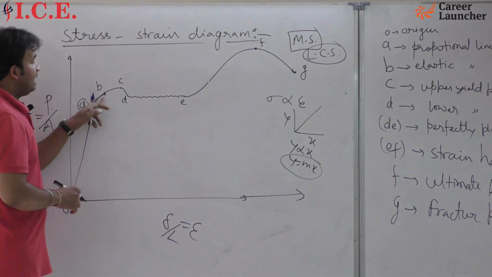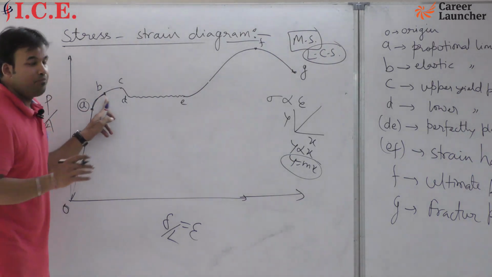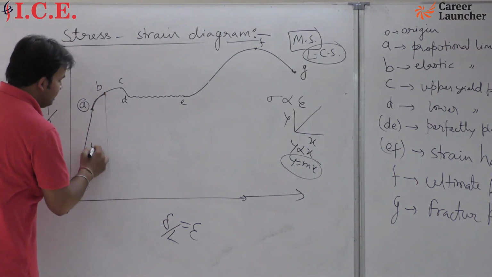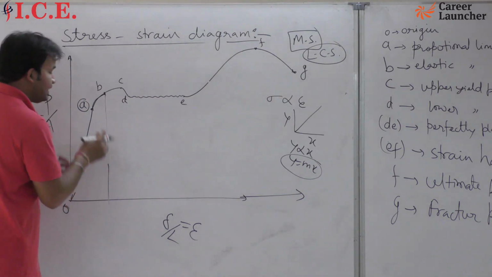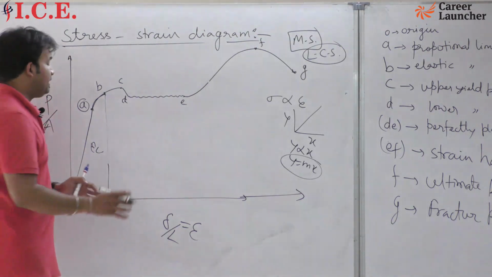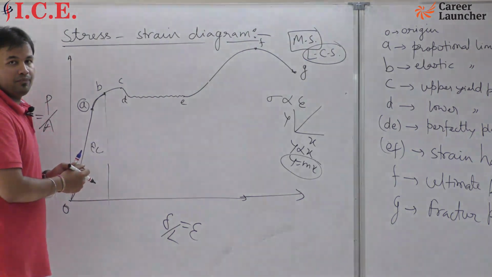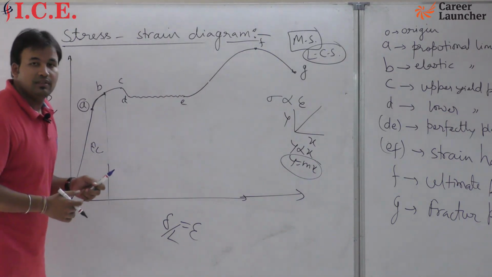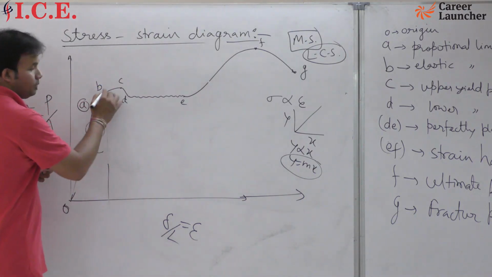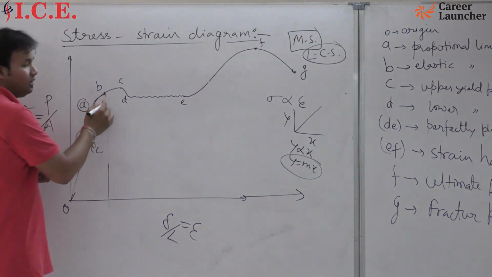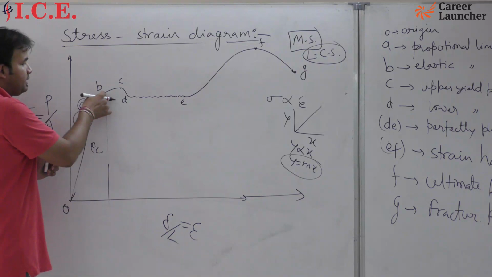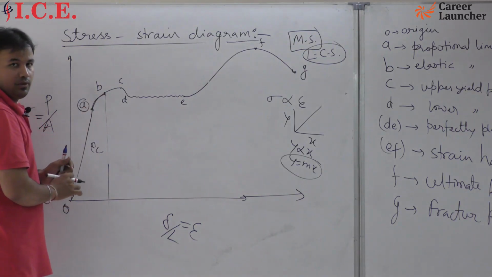Okay, but if we apply the load beyond this point B, this is our elastic limit. Within the elastic limit, for any object, no problem, the object will regain its original position. But beyond the elastic limit there will be plastic deformation, there will be a permanent deformation. Are you getting me? So point B is the elastic limit. Till now if you are applying load, okay, no problem, but when you remove the load, the object will regain its original dimension, original position.